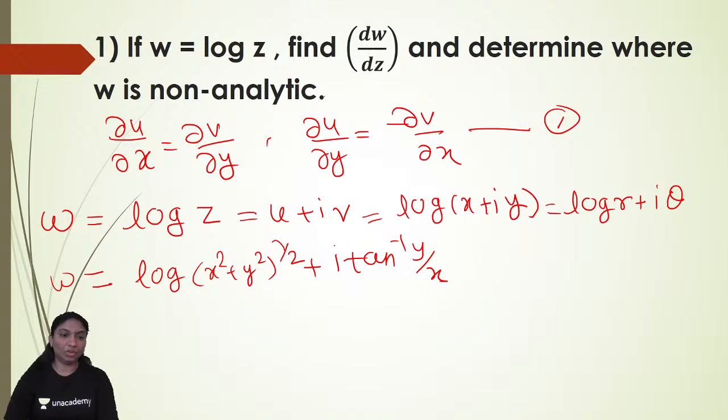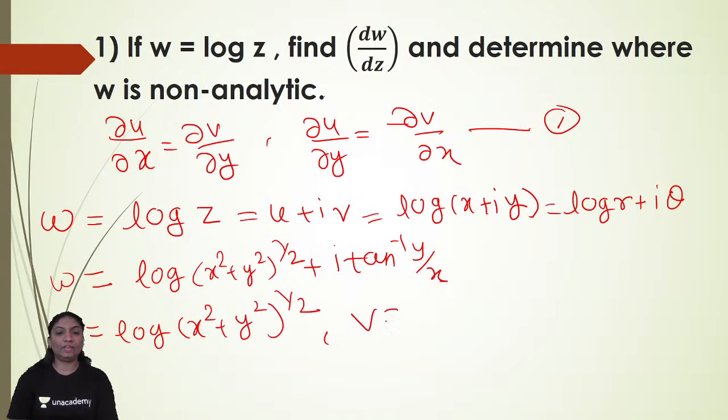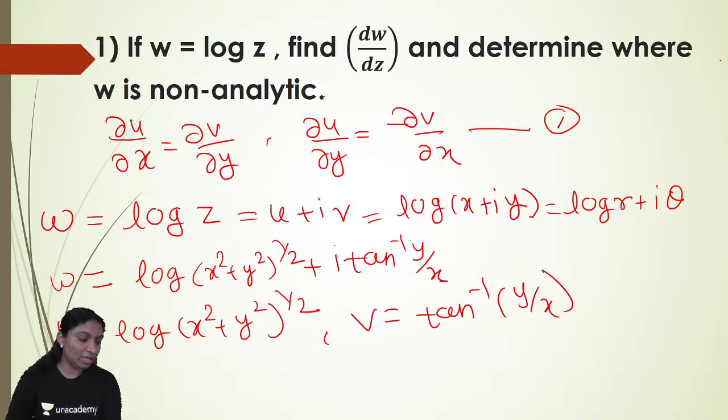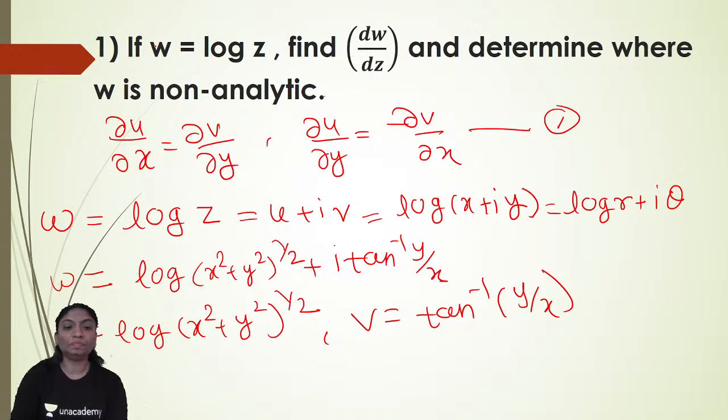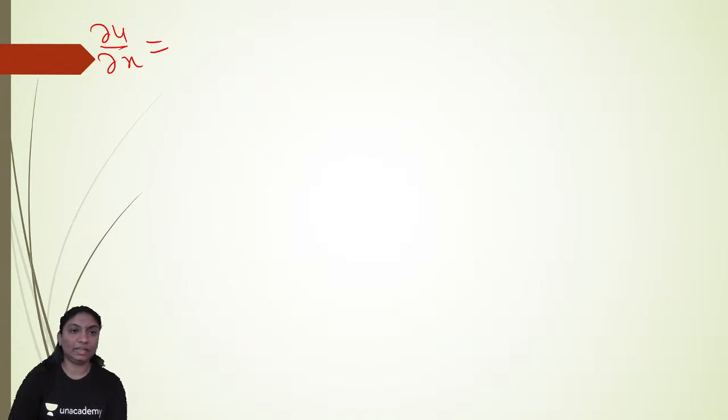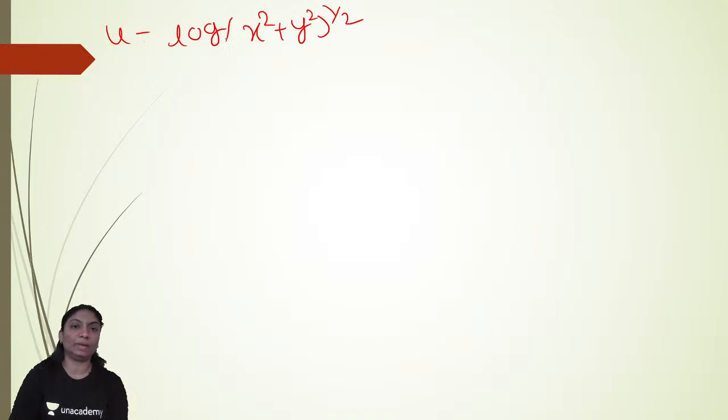So ultimately your u is equal to log of (x square plus y square) raised to 1 by 2, and v is equal to tan inverse of y by x. So first we will calculate ∂u/∂x. We write u is equal to log of (x square plus y square) raised to 1 by 2.